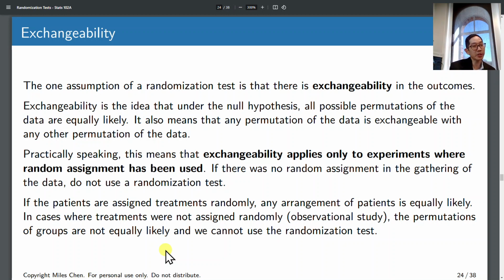On a practical level, this means that exchangeability applies when you have experiments where random assignment has been used. If there was no random assignment in the gathering of the data, don't use randomization tests. If the patients are assigned treatments randomly, then any assignment arrangement of patients is equally likely.